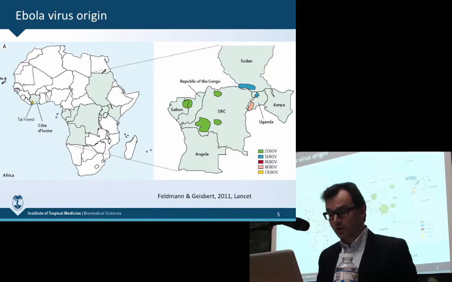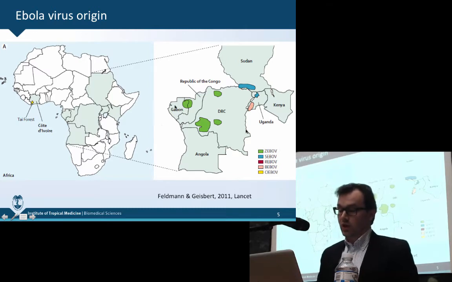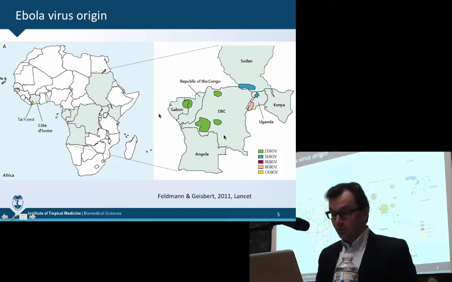So where does it actually originate from? As was pointed out before, besides this 1 case in Côte d'Ivoire, all cases occurred in Central Africa, and there's a few hotspots of outbreaks in DRC, of course, also the border of the Republic of Congo and Gabon. There have been outbreaks in the southern part of Sudan and Uganda.